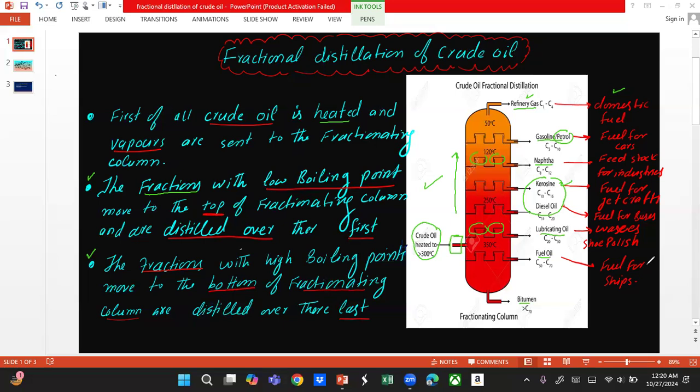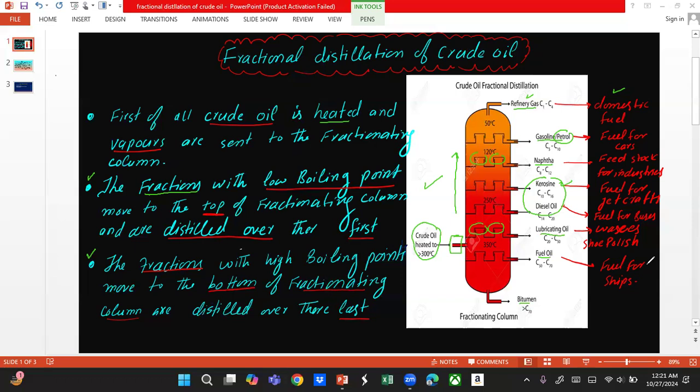And this question is always a part of MCQs and theory. So hope you will prepare it well, especially for the coming CAI examination. The students of 9th class can also prepare it because this is the application of fractional distillation on a larger scale.